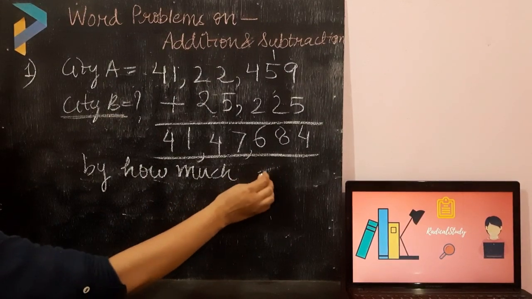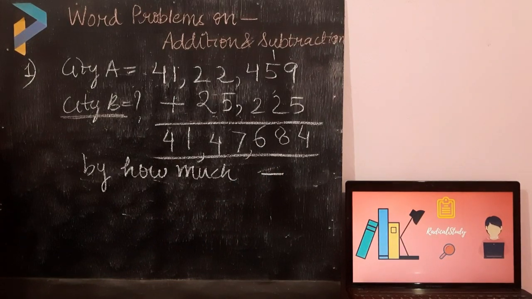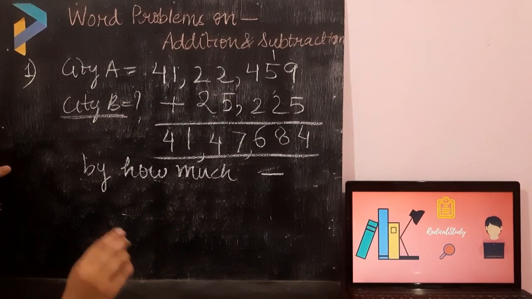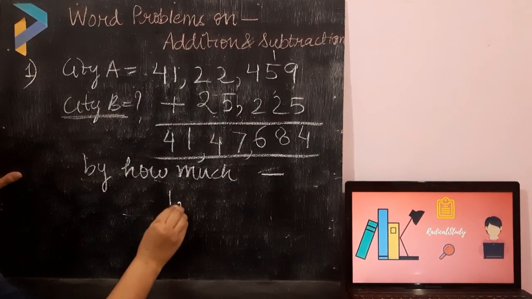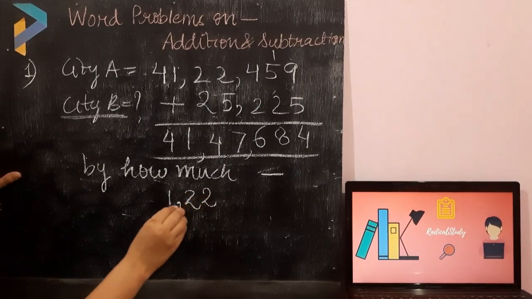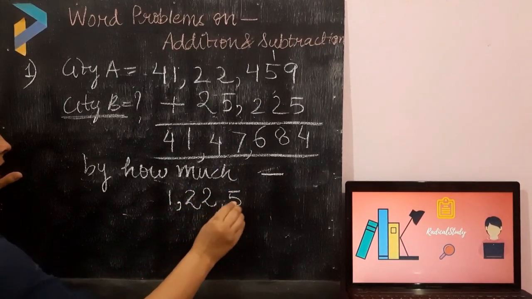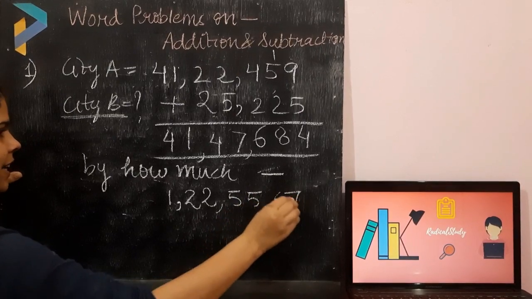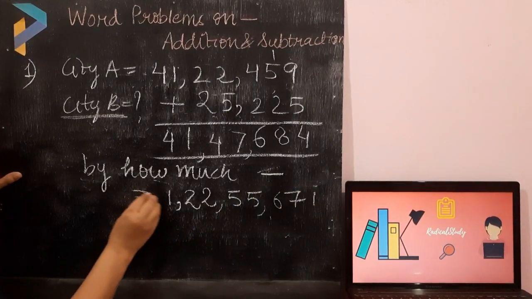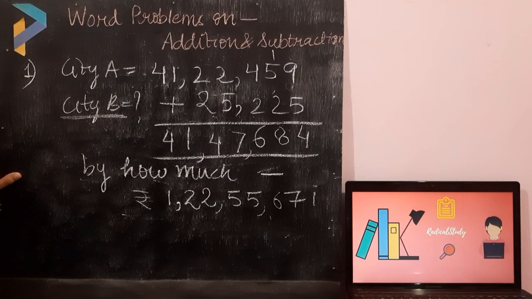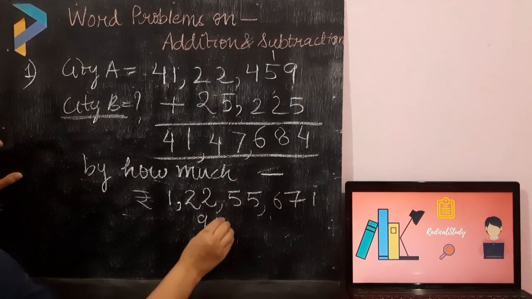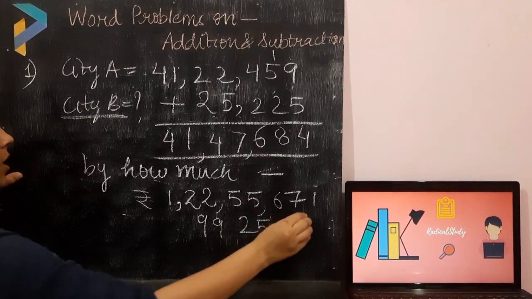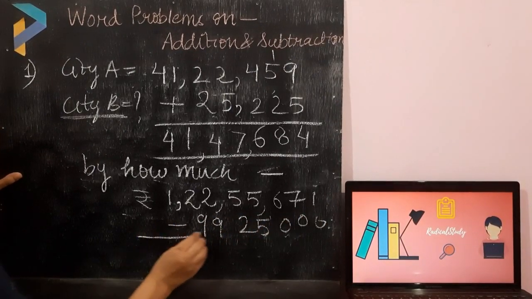Now in subtraction, as I told you, the number which is greater is written on the top. So whose house is more expensive? Students, please tell me, Rohit or Mohit? Yes, you are right. Mohit has purchased the house which is more expensive. The price is 1,22,55,671. This was the price of Mohit's house. Now what is the price of Rohit's house? The price of Rohit's house is 99,25,000. As I told you, I have to subtract in this question.